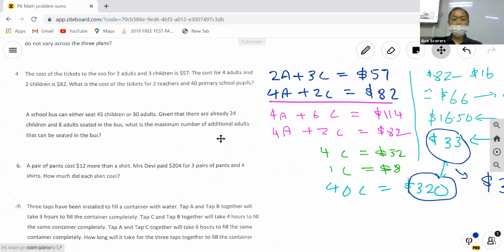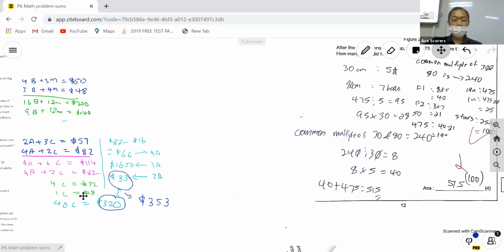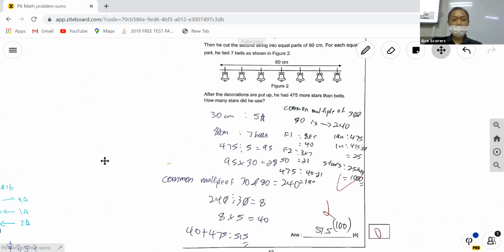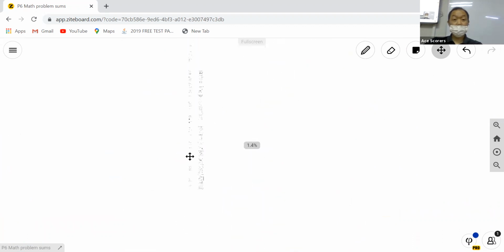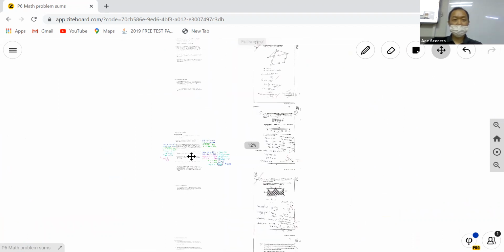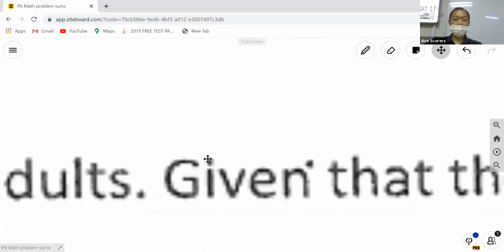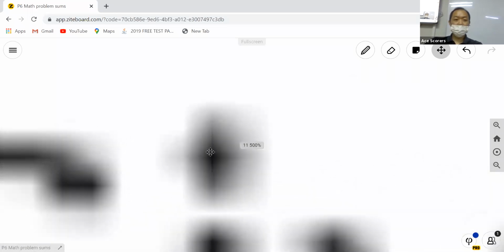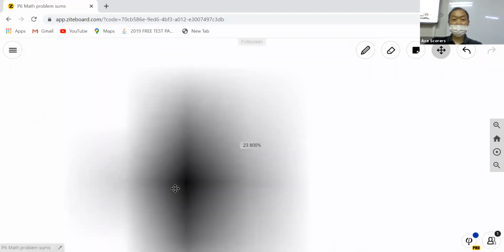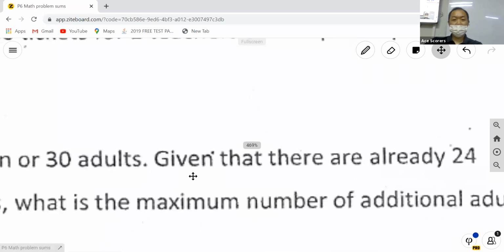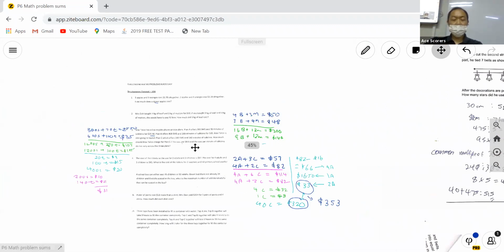Wow, our working went so far. Did I write this? We can zoom out of the range. We can zoom all the way in as well. What's the largest? Yeah, this is the largest. Can you see the words? No, I can't. Okay, so next one.